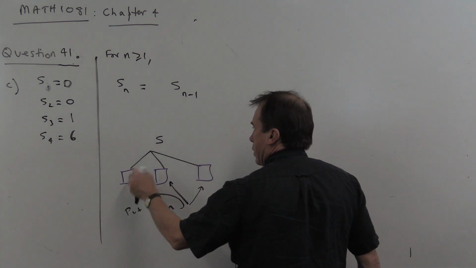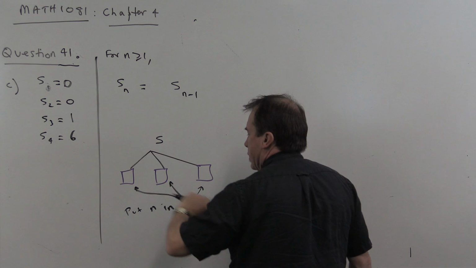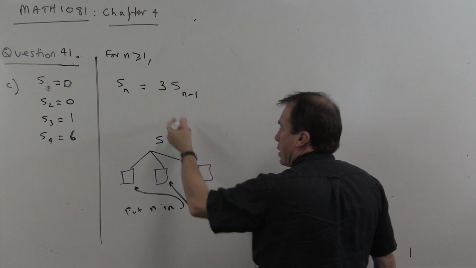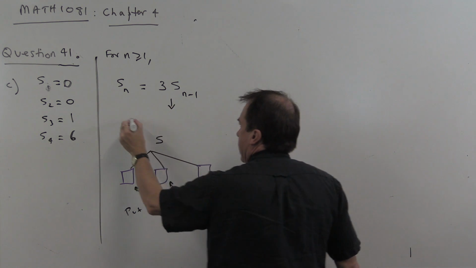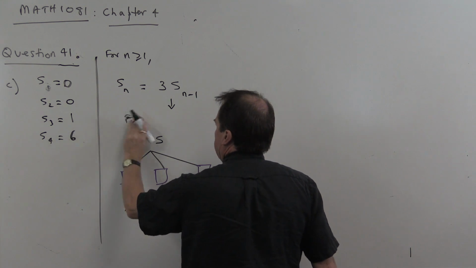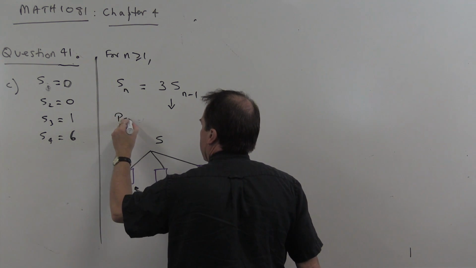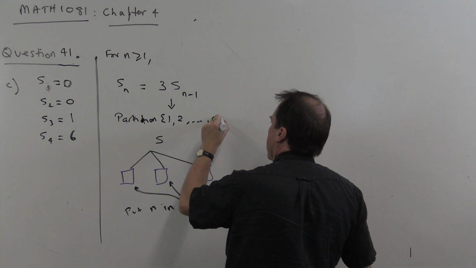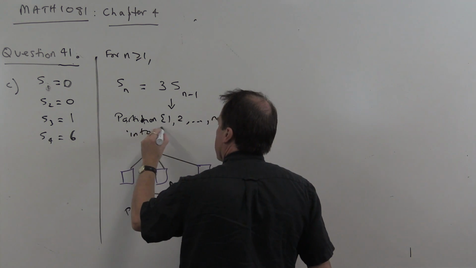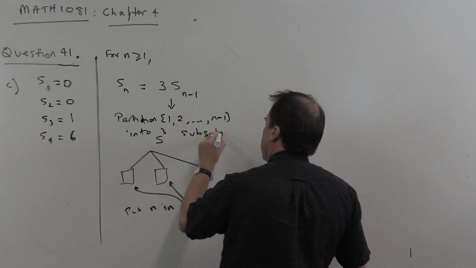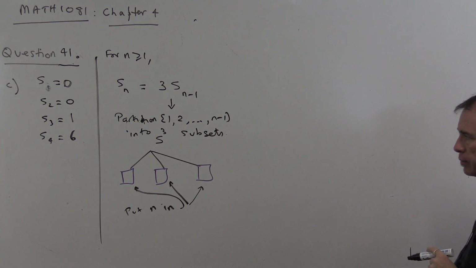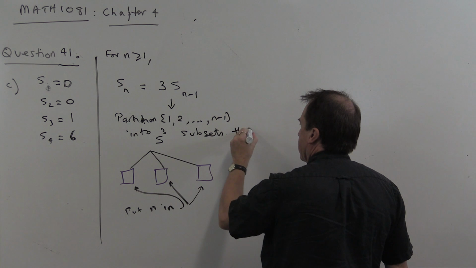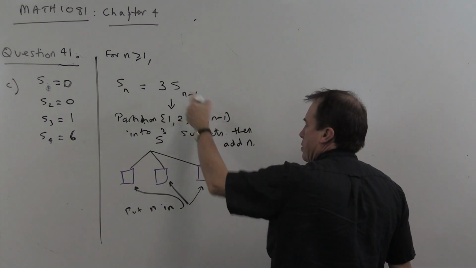So there are S sub n minus 1 ways of splitting this up into 3. I can either put n there, there or there. So there are 3 different choices there. To explain what I'm doing here, I would say: partition the numbers 1, 2 up to n minus 1 into 3 subsets that are disjoint and non-empty, and then add n. So there are 3 ways of doing that.